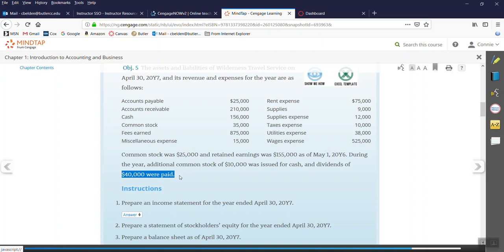Also, we paid out to our stockholders $40,000 in dividends, a payment as a thank you, so to speak, for buying our stock and our company doing well.